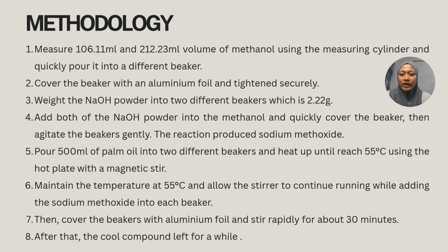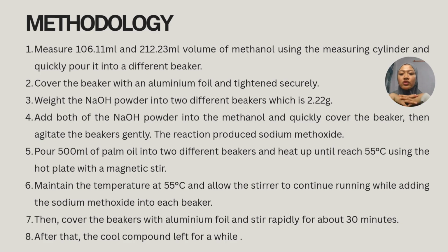So the first one, we need to measure 106.11 milliliter and 212.23 milliliter volume of methanol using the measuring cylinder and quickly pour it into a different beaker. And then we need to cover the beaker with an aluminum foil and tighten securely.